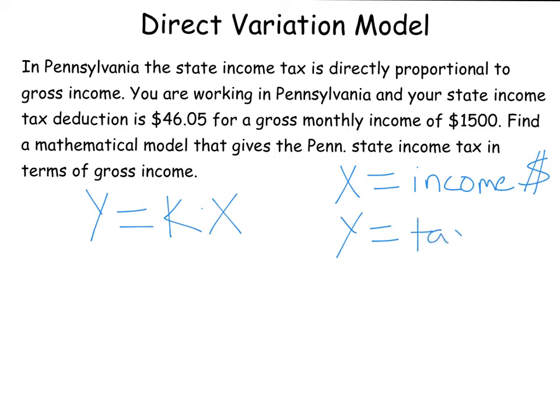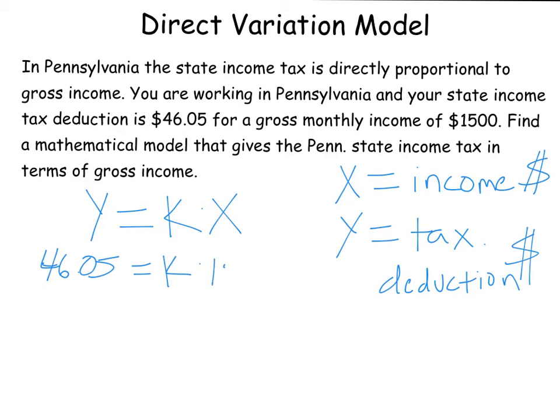Then right here for y, if you were to just tell me that's the tax deduction in dollars, what you see there would work. It makes it clear what your variables are here. Now, to get the model, we always have to have some information, and it's got to be enough to figure out what this constant is. This is a fairly simple direct model, so we don't need a ton.